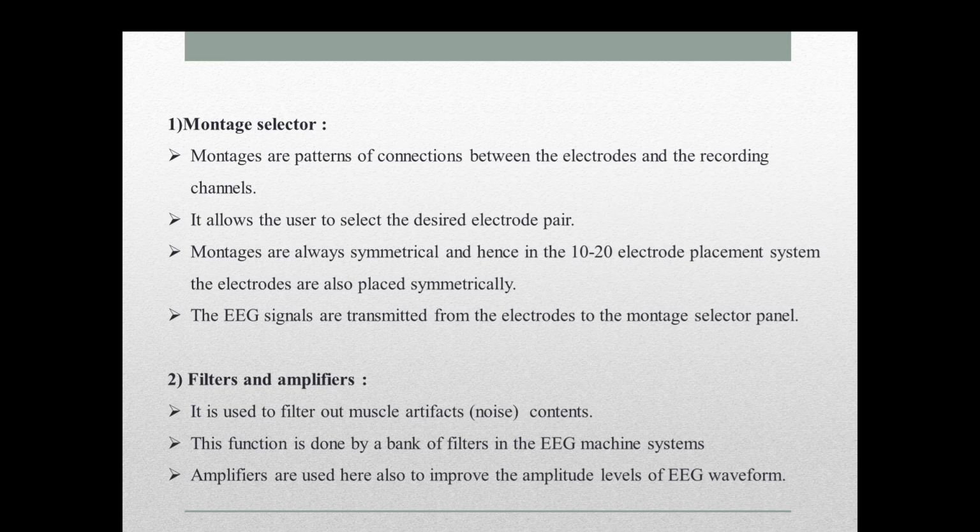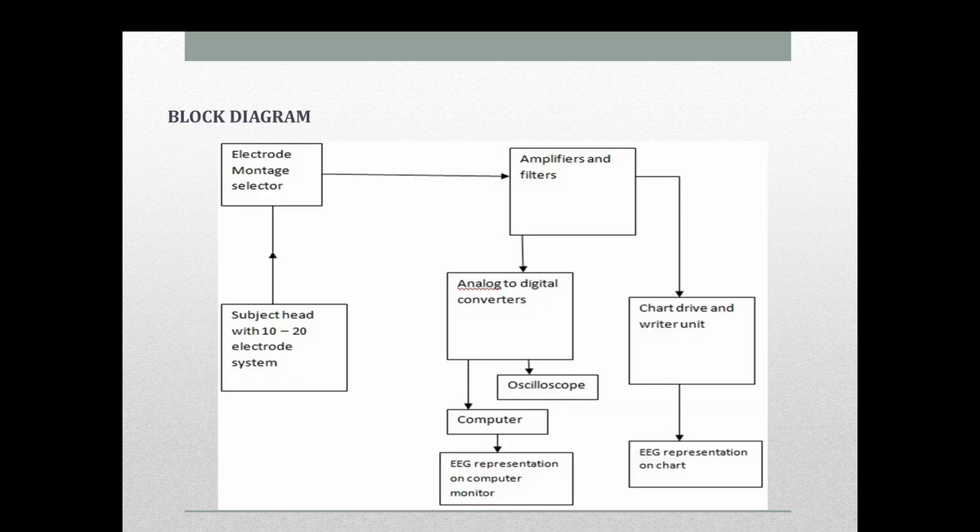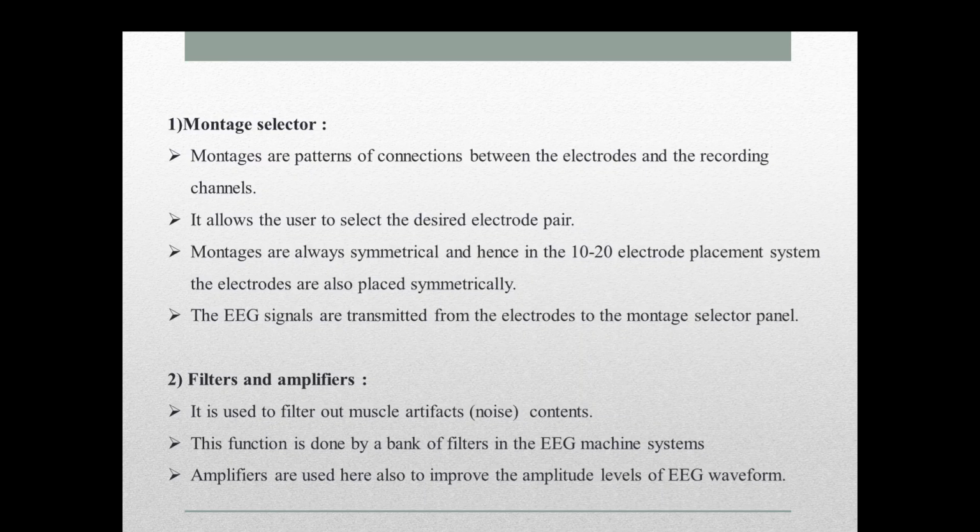Next, it will always follow the symmetrical 10 to 20 percentage placement system, and the EEG signals will be transmitted from the electrodes and sent to the montage selector. Next, after the montage selector, there will be amplifiers and filters. What will be the use of these filters? They will be used to filter out the noise. During recording, there will be some muscle artifacts, right?